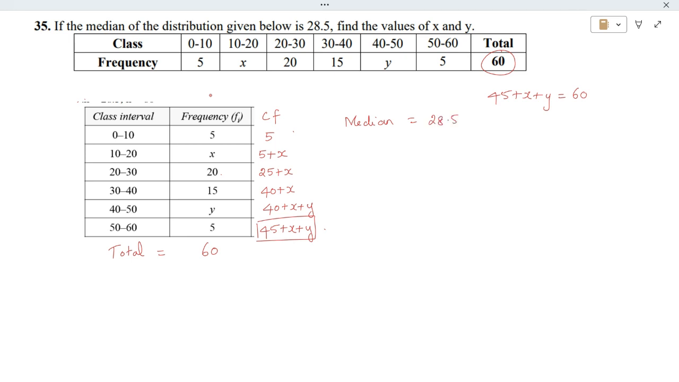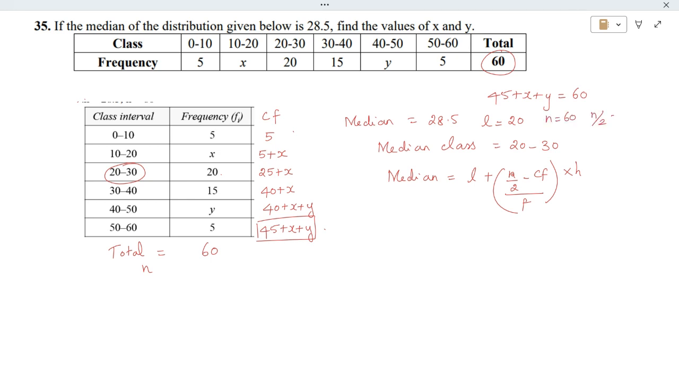So first find the median class. So 28.5 belongs to the median class 20 to 30, isn't it? And what is the formula for the median? Median is equal to L plus n by 2 minus CF by f into h. So just filter all the values. So I'm going to write L. L is nothing but the lower limit, which is 20. n is 60, isn't it? So n by 2 will become 30.